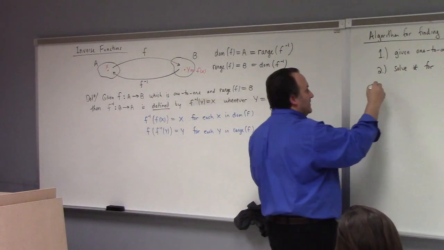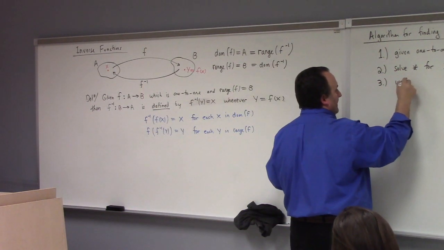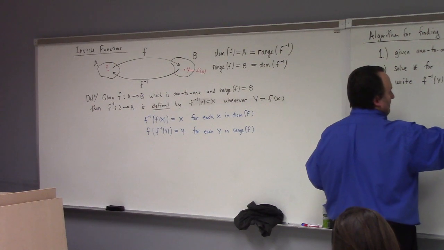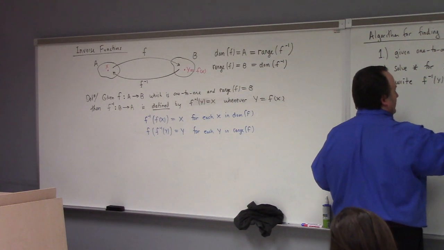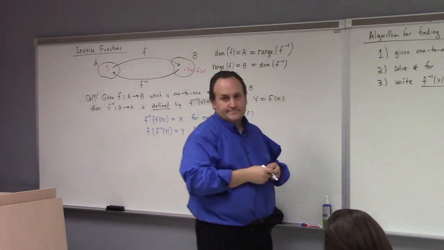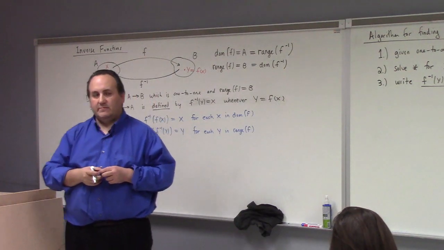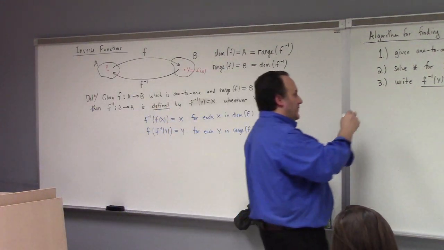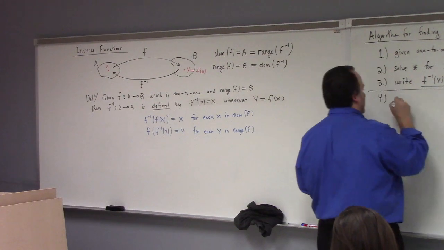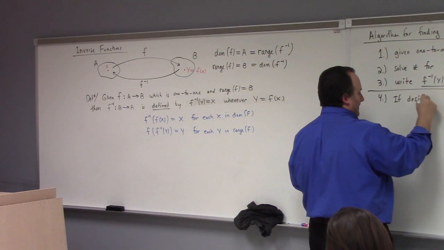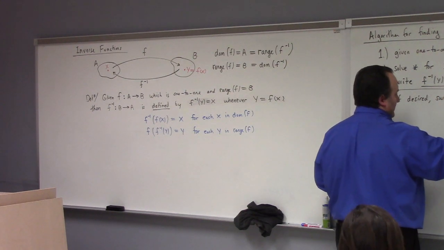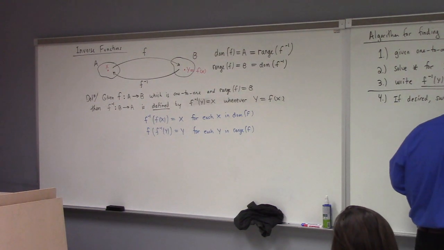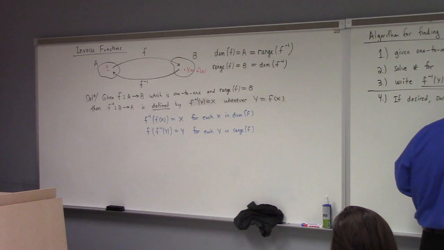Step number three. Write f inverse of y is equal to stuff in y. Congratulations, you just found the formula for the inverse. Hooray. That's all there is to it. Now, if in addition you want to find the formula for the inverse function in terms of x, there's an extra step. Step 4. If desired, swap y for x and write f inverse of x equals whatever that stuff was, but in x.